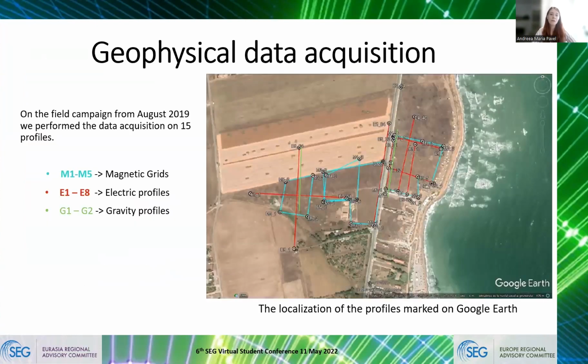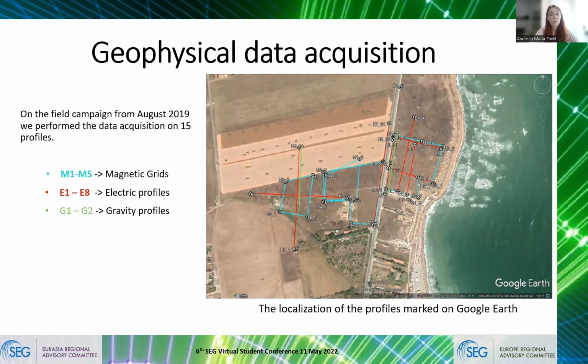Now I will talk about the geophysical data acquisition from the field campaign. So in August 2019, we performed the data acquisition on 15 profiles. On the right side of the slide, you can see the localization of the profiles marked on Google Earth. And now I will describe the profiles.